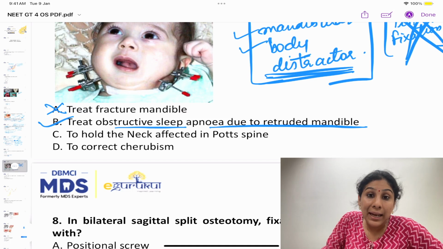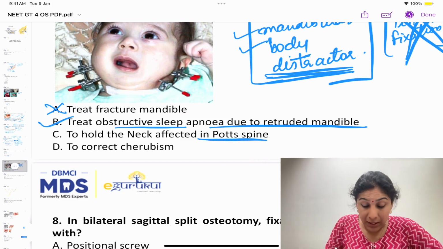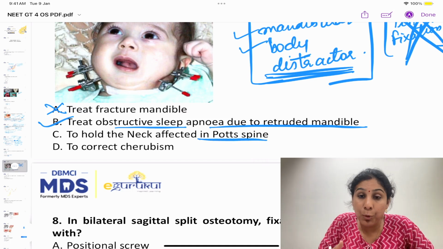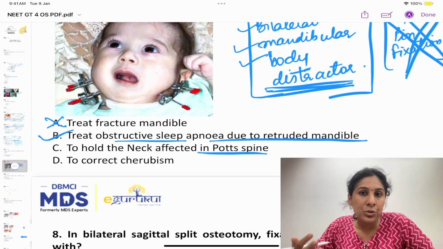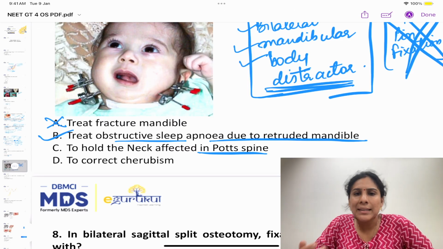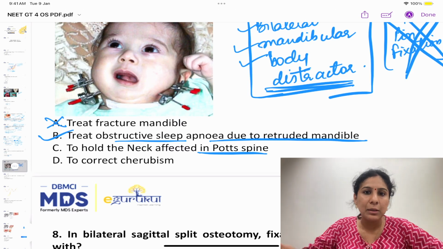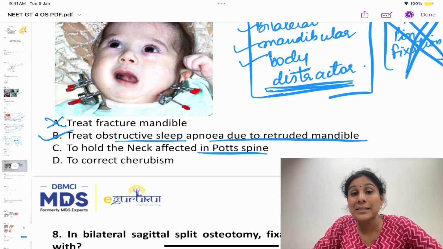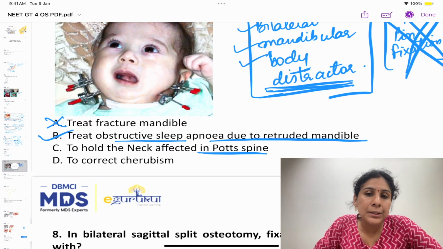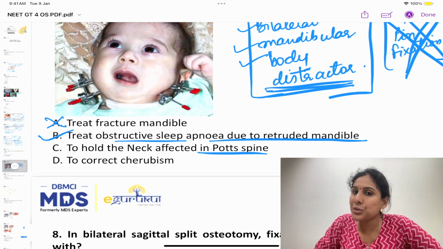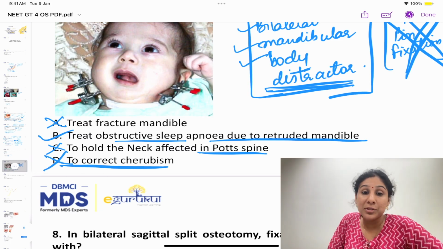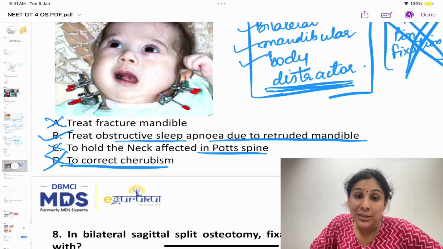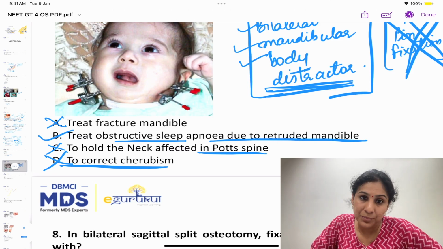To hold the neck affected in Pott's spine. So this is not attached to the neck. Pott's spine means when tuberculosis happens to the neck, to the spinal bones, we call it Pott's spine. And in that also a lot of skeletal braces are available, but this is not that skeletal brace. It is not attached to the neck. All right, so this is wrong. And to correct cherubism, absolutely not. Cherubism is a self-correcting disorder and it's absolutely not used in cherubism. All right.